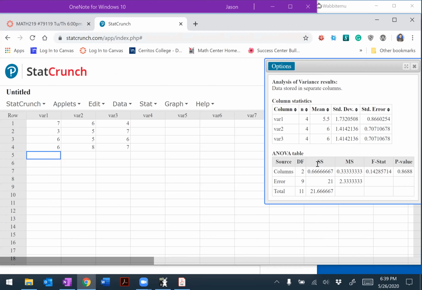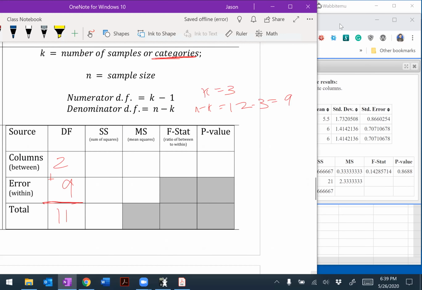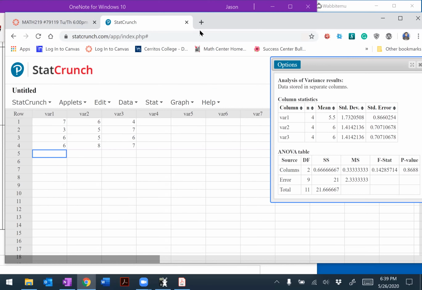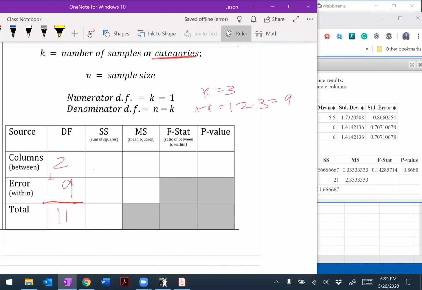The SS stands for sum of the squares. What are the sum of the squares? We'll just plug it in here. It's 0.6 repeated and then 21, which is going to give me 21.6 repeated. What's the mean squares, or the average of the sum of the squares? This is going to be 0.3. And how did they get that? Well, they just divided 0.6 by 2, by the degrees of freedom.